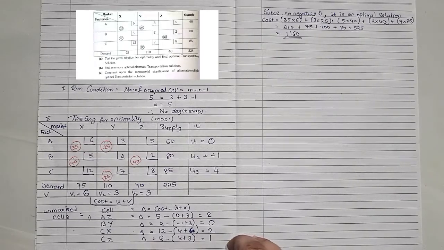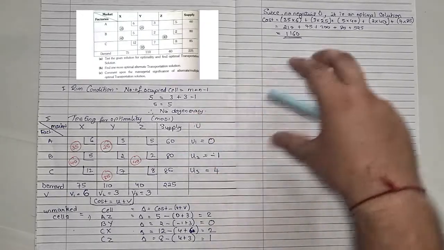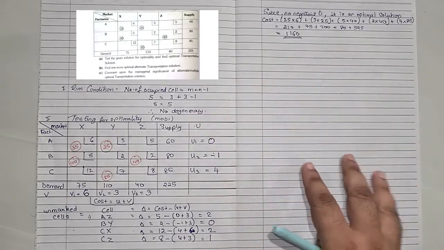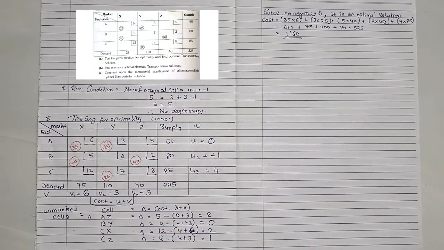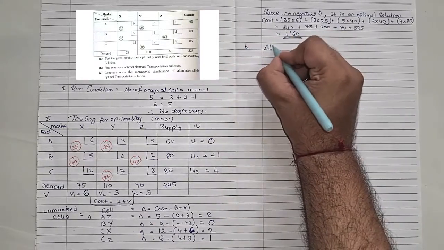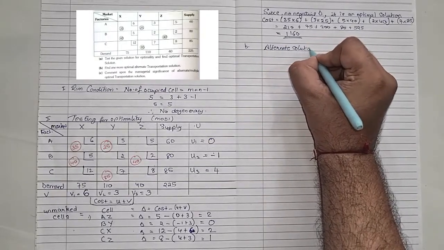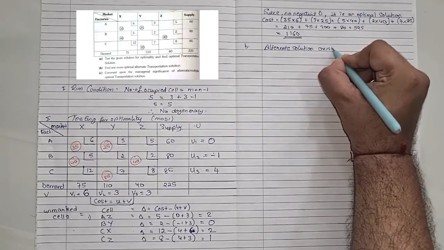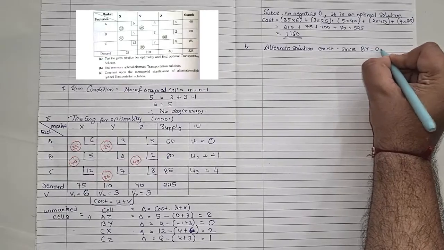So now what we have to do here is create the same table first, and then we'll use a different method called looping. We'll have to loop the cell. We'll create a table, loop it, and once we loop it, we'll again use the MODI method and check for optimality. Now I'll write here the B part: alternate solution exists since BY is equal to 0.